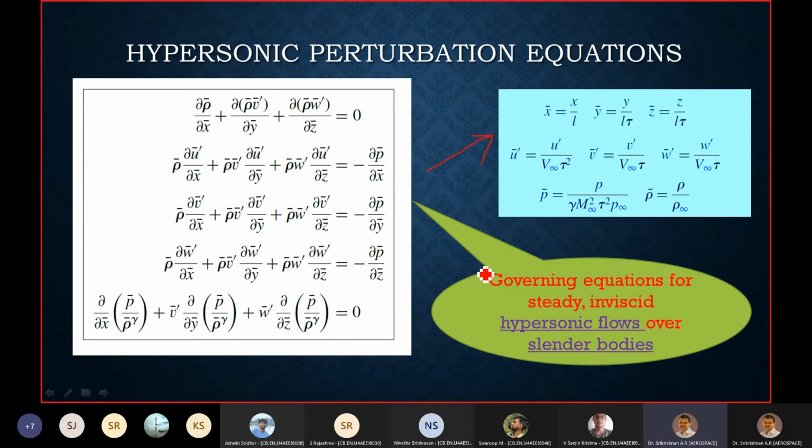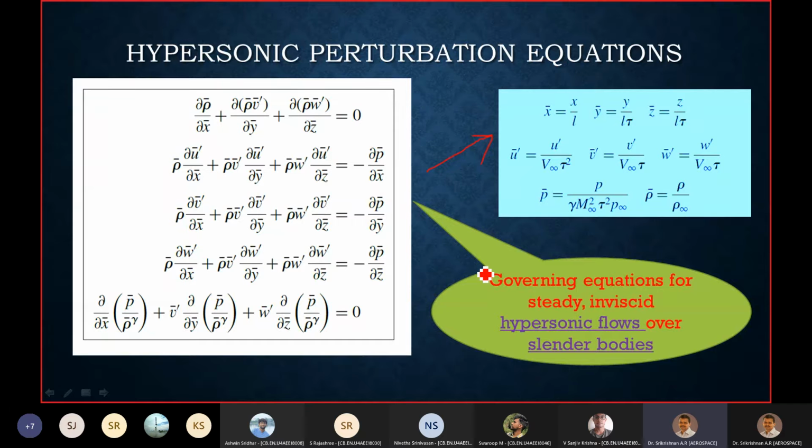So how we arrived at this is by redefining the parameters in such a way that many of them turn out to be of order of magnitude 1, and many of the other terms will be of order of magnitude tau squared. Order of magnitude tau squared can be neglected in comparison to terms which are of order of magnitude 1, because tau squared is much less than 1. With that approach, we have the hypersonic perturbation equations written in this manner.